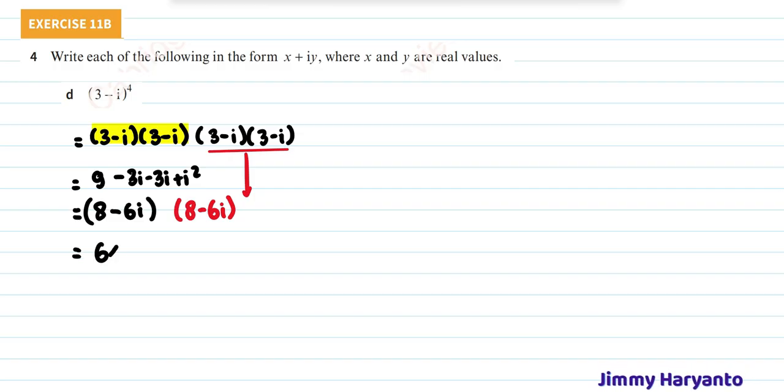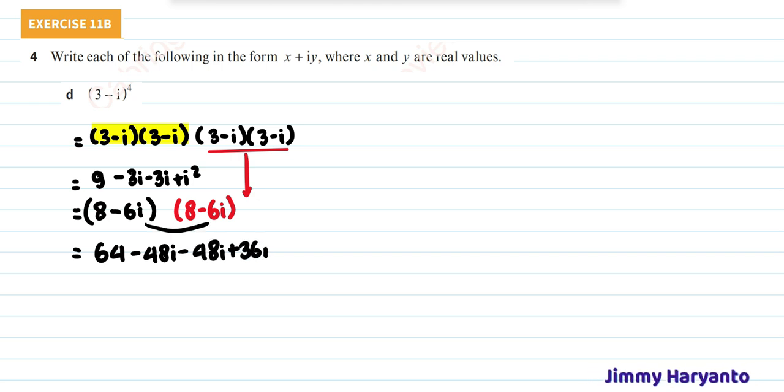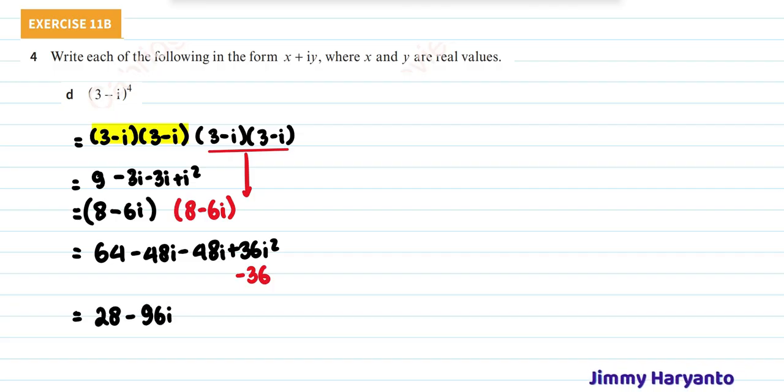So 8 times 8 equals 64. This one is minus 48i. That one is minus 48i. And the last one is positive 36i squared. Since i squared equals negative 1, this one will become negative 36. That means 64 minus 36 equals 28 minus 96i. That's it.